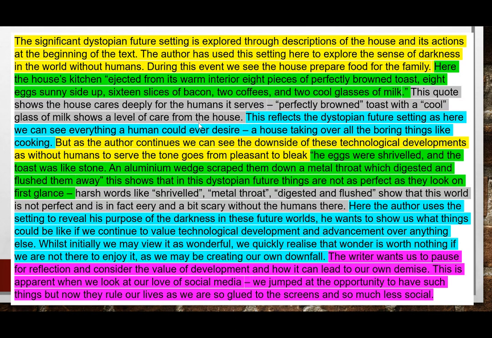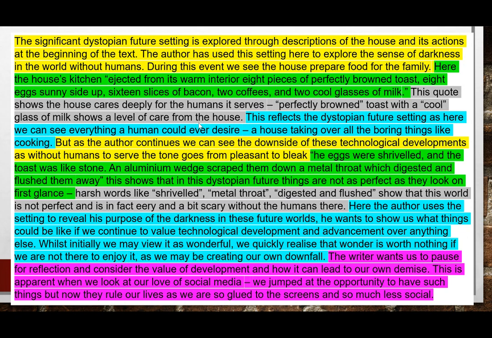The significant dystopian future setting is explored through descriptions of the house and its actions at the beginning of the text. The author has used the setting here to explore the sense of darkness in the world without humans, so that's the particular purpose. During this event, we see the house prepare food for the family. Here, the house's kitchen ejected from its warm interior 8 pieces of perfectly brown toast, 8 eggs, sunny side up, 16 slices of bacon, 2 coffees, and 2 cool glasses of milk. This quote shows the house cares deeply for the humans it serves, perfectly brown toast with a cool glass of milk, showing a level of care from the house. This reflects the dystopian future setting, as here we can see everything a human could desire, a house taking over all the boring things like cooking.